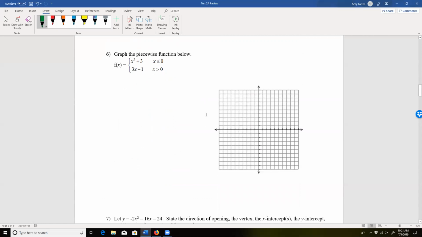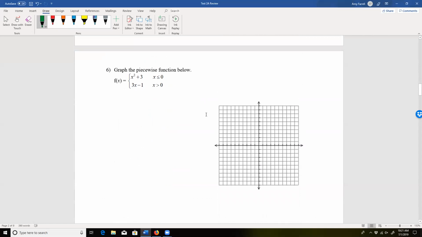Okay, a piecewise function. Lots of graphing on this one. So for our piecewise function, we have a function that takes on or follows different rules for different parts of the domain. So I'm going to make myself 2 t-charts. The first t-chart is going to be for the rule x squared plus 3, and the second t-chart is for the rule 3x minus 1.